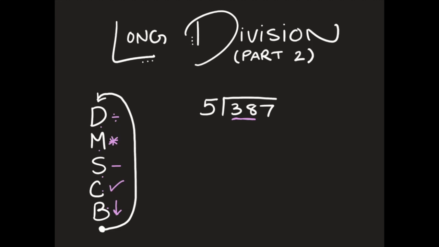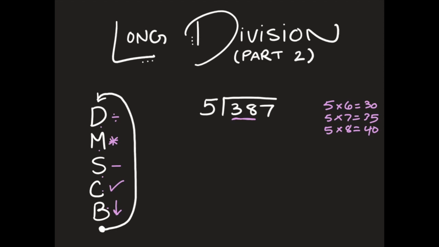If I'm thinking about my multiplication facts, I can look over here. I'm going to write 5 times 6 equals 30, 5 times 7 equals 35, and then 5 times 8 equals 40. Well, I can't use 5 times 8 because that's too much. 40 is higher than 38. I don't have enough. But I'm going to use 5 times 7, which is 35.